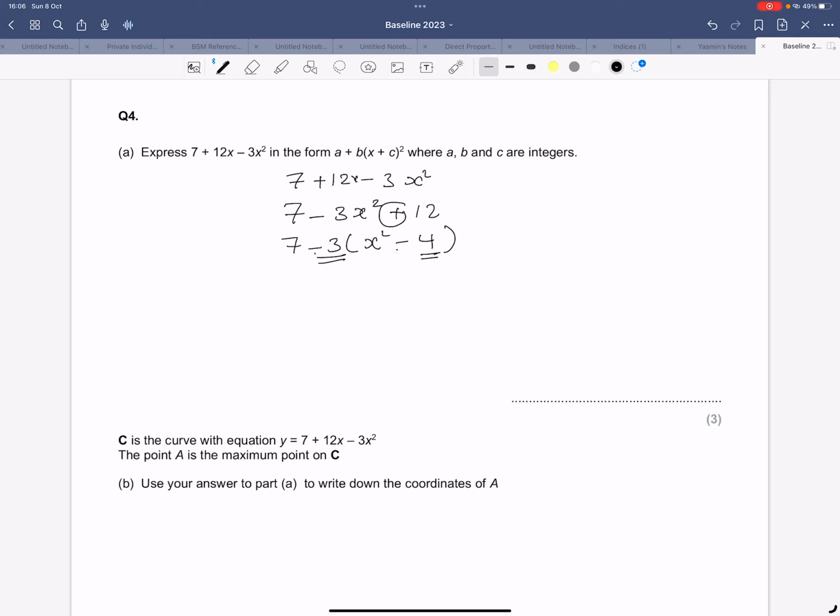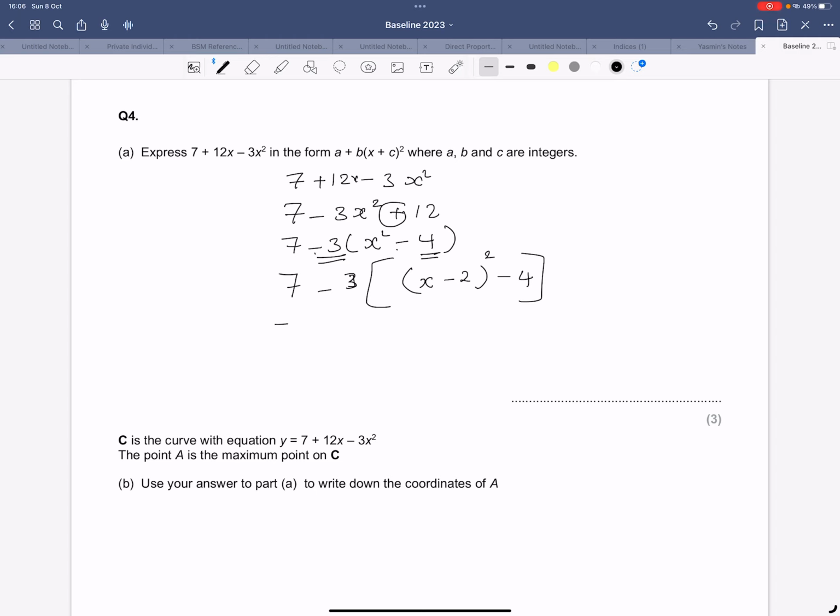So let's now complete the square. So 7 minus 3. Set up your squared brackets and then set the inside and put a minus. And again, we half the minus 4 to make it minus 2. And we square the minus 2, or just square the 2 to give me 4.